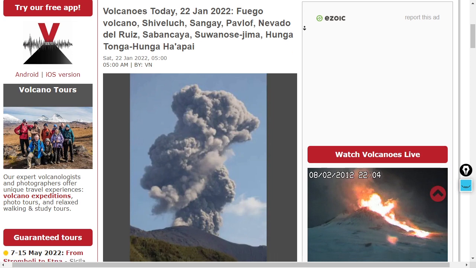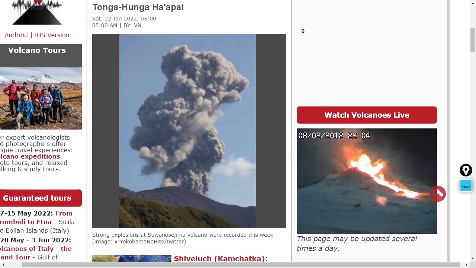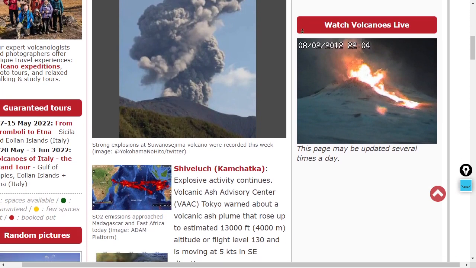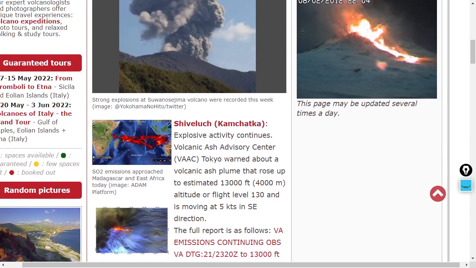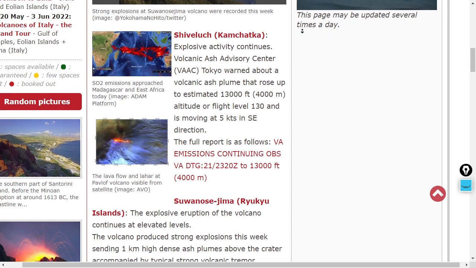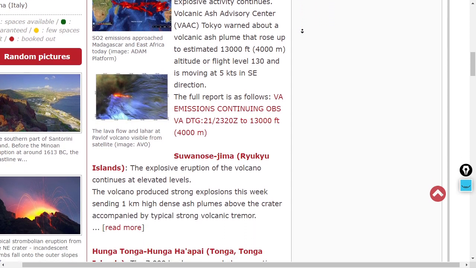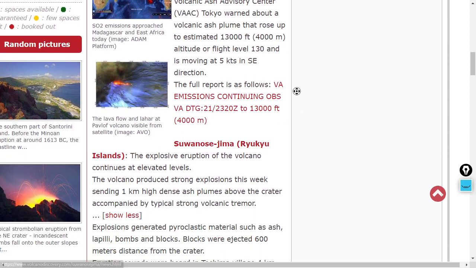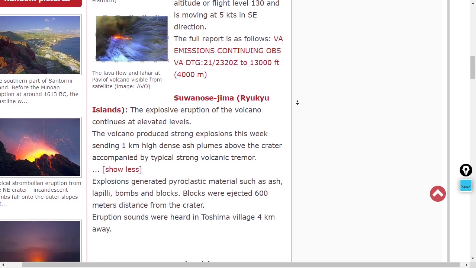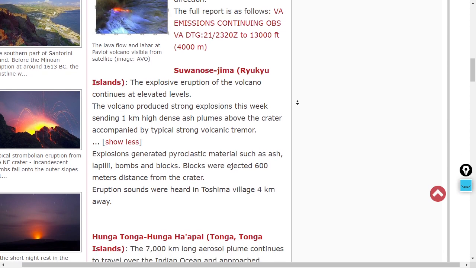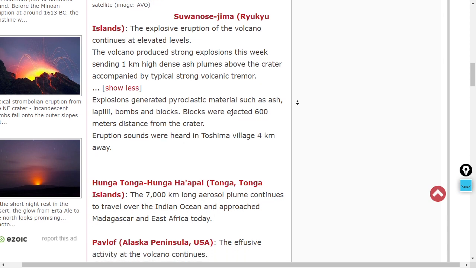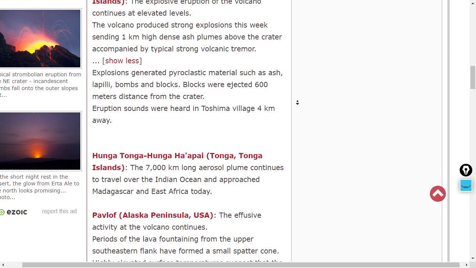Speaking of disasters, if you're wondering what volcanoes are erupting, let's go over it. Suwanosejima has been erupting this past week. Let's check the list here from volcanodiscovery.com. Shiveluch, flight level 130 as it explodes on the Kamchatka Peninsula, producing a 13,000-foot plume of volcanic ash. Again, flight level 130. Suwanosejima created some pyroclastic material, such as ash, lapilli, bombs, and blocks. Blocks were ejected 600 meters distance from the crater. Please don't pitch a tent at the base of Suwanosejima.